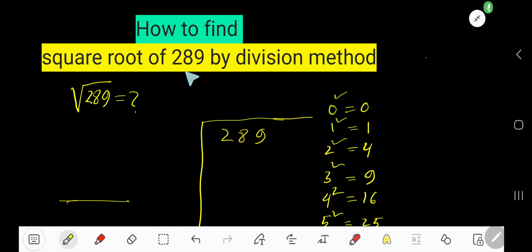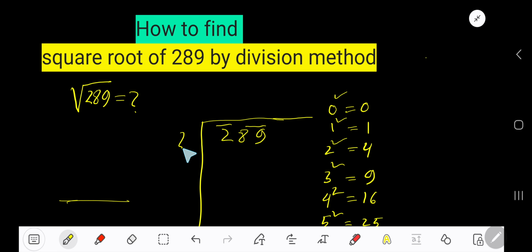Find square root of 289 by division method. First make a pair from right hand side to left hand side. Okay, so this is first pair, this is second pair. There is one digit in this pair.